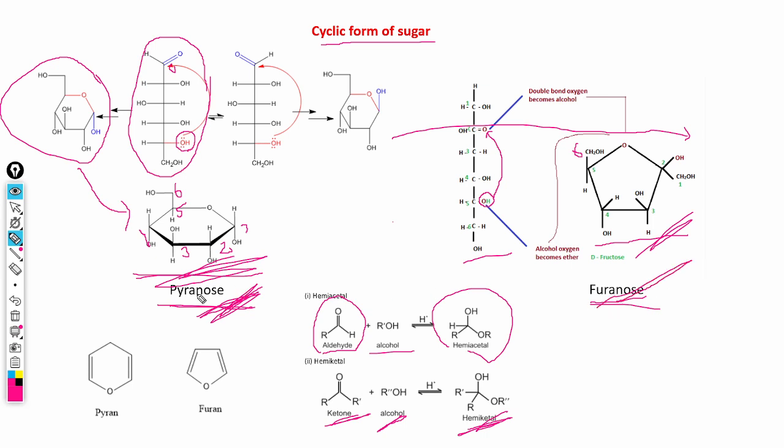Now how do the names pyranose and furanose come? In chemistry, there is a structure called pyran, and another structure called furan. The pyran looks like the 6-ring structure, that's why it is called pyranose. And the furan looks like the 5-ring structure, that's why it is called furanose. Okay.